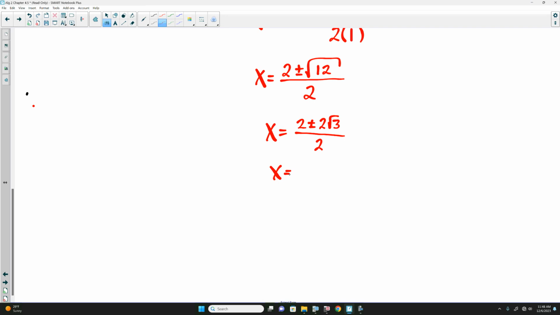One last step is the 2 and 2 square root of 3. Are both of those divisible by 2? 2 divided by 2 is 1, and 2 square root of 3 divided by 2 is just square root of 3, because 1 times the square root of 3 is just the square root of 3. Well, that's our other two answers here.